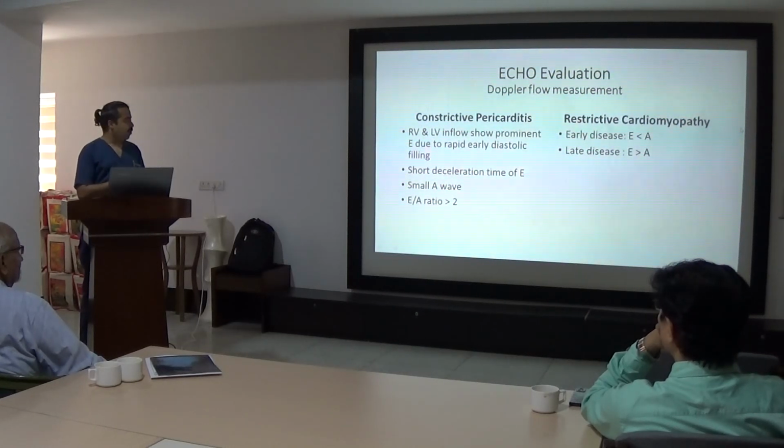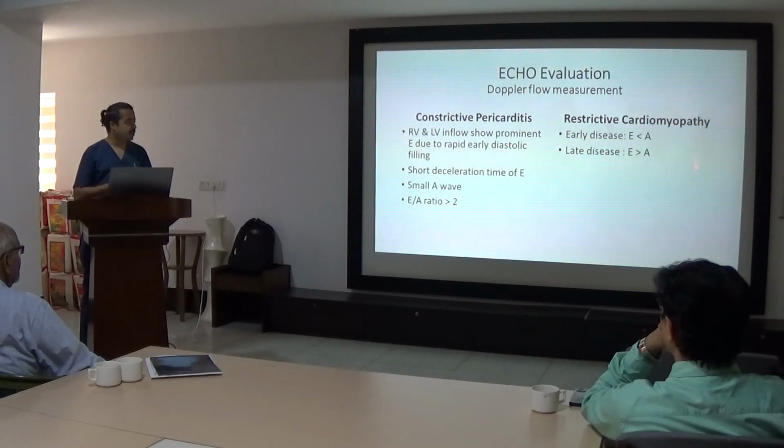So there will be a prominent E wave due to early diastolic filling, followed by a short deceleration time because there is sudden stoppage of ventricular filling. There will be a small A wave because the atrium will contract, but the ventricle does not have the capacity to take that kind of blood. So the E/A ratio will remain more than 2.